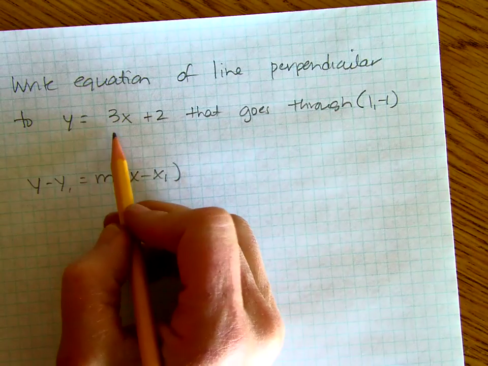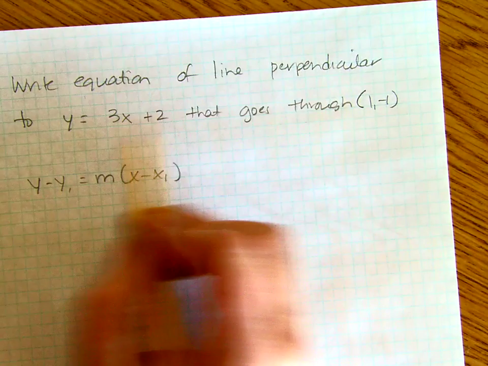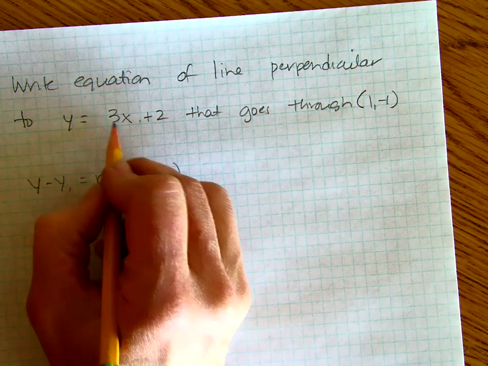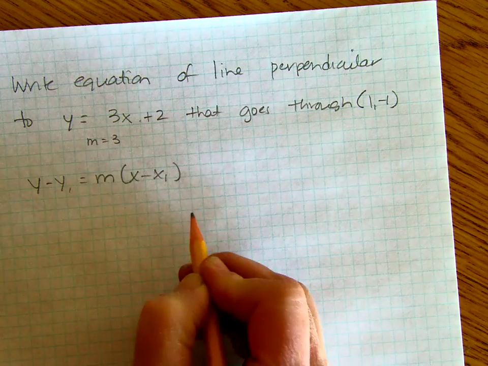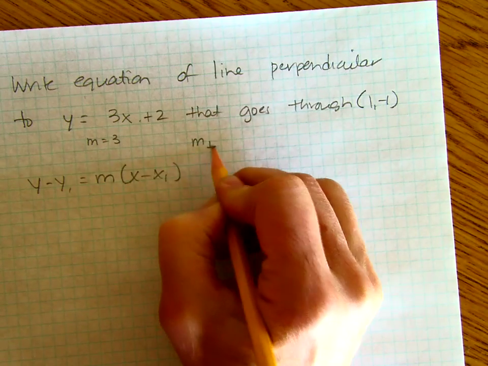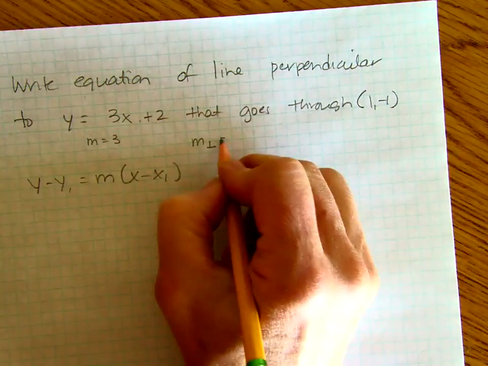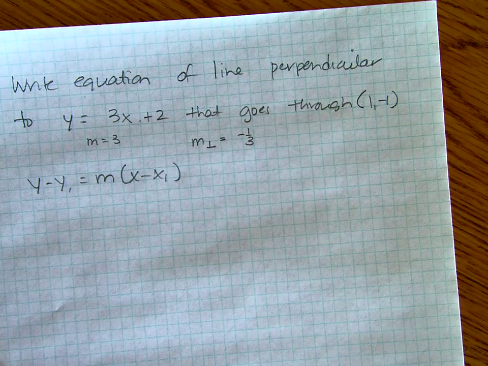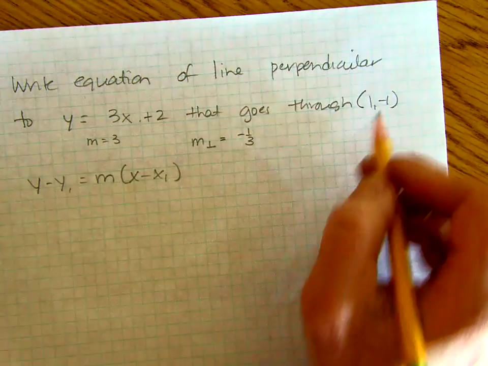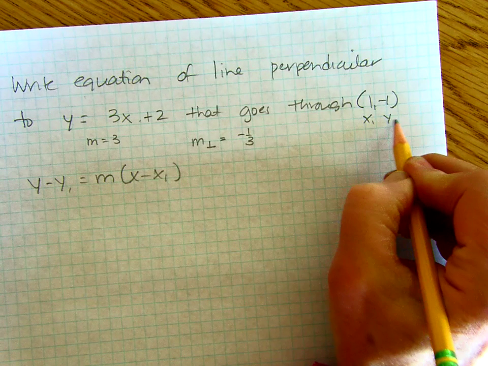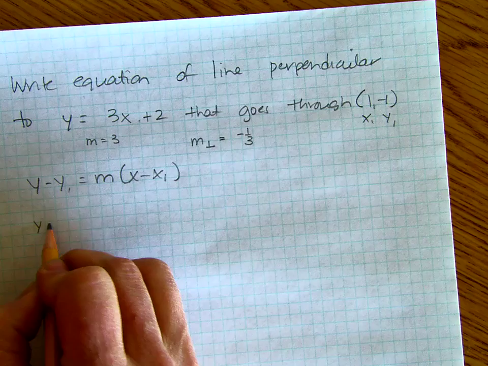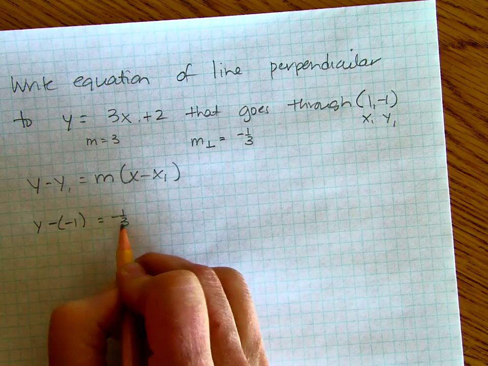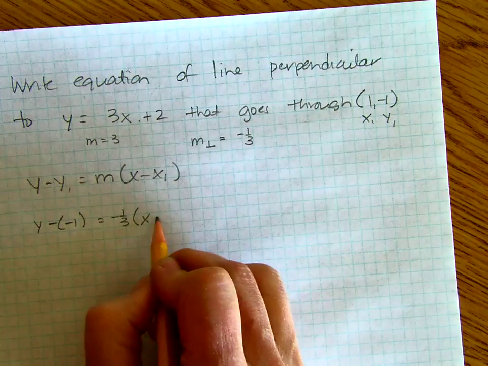Okay, how do we do this to write a perpendicular line? Well, I want to write an equation through this point (1, -1). And again, this slope is 3. So I like to say the slope of my perpendicular is the negative reciprocal of that. So it's negative 1 over the slope. There's my 1. I'm going to have y minus a negative 1.